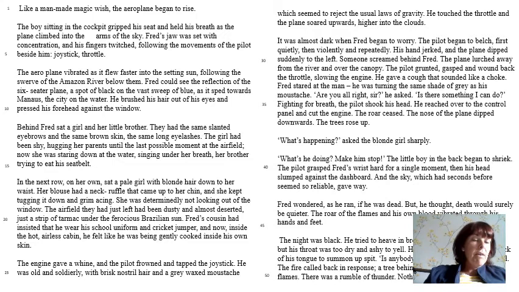He brushed his hair out of his eyes and pressed his forehead against the window. Behind Fred sat a girl and her little brother. They had the same slanted eyebrows and the same brown skin and the same long eyelashes. The girl had been shy, hugging her parents until the last possible moment on the airfield. Now she was staring down at the water, singing under her breath. Her brother was trying to eat his seatbelt.